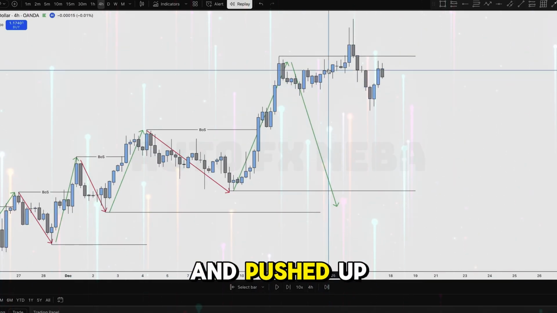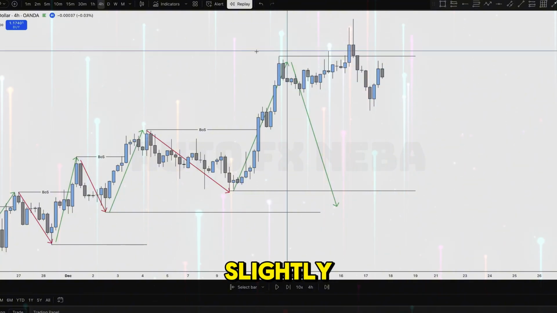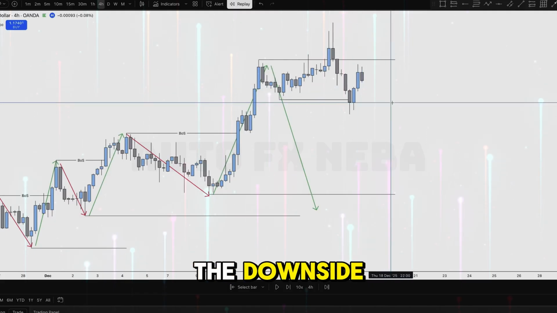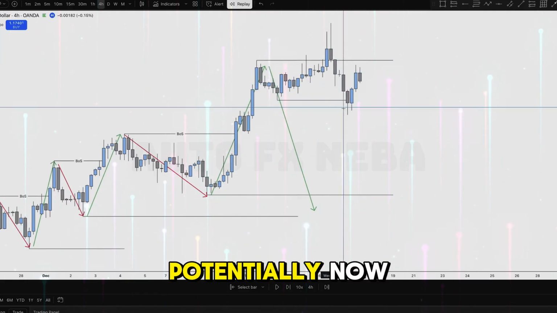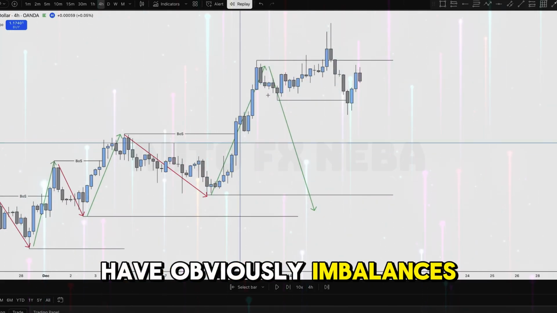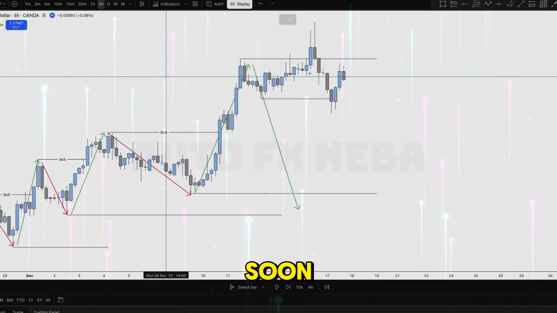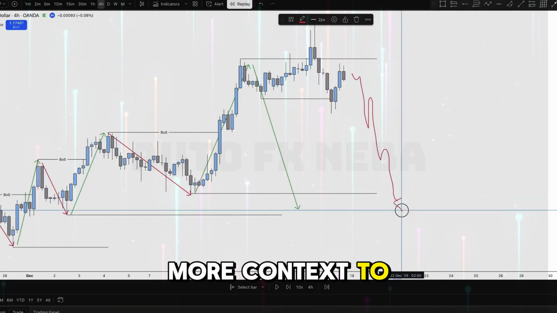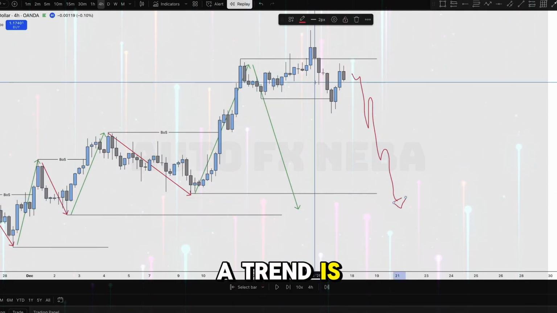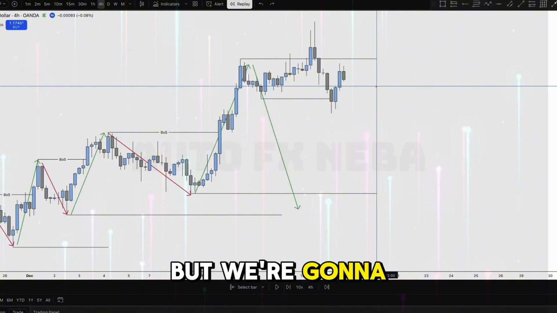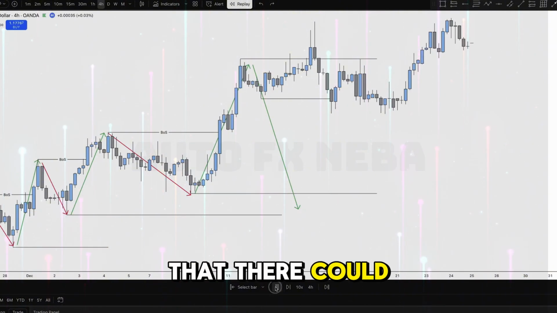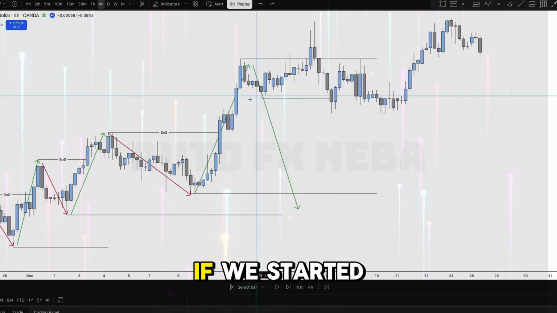Well, we've actually gone and pushed up here, created a high slightly. We then see the market come down and make a closure on the downside. So one thing we could be interested in seeing potentially now, although we do have obviously imbalances, this is something we'll get into soon, it would be the first sign of potentially getting into reverse, okay? There's a lot more context to it to determine whether a trend is fully ready to buy or sell, but we're going to be getting to that in later episodes of the bootcamp. But it's the first indication we have that there could potentially be some downside if we started to shift.